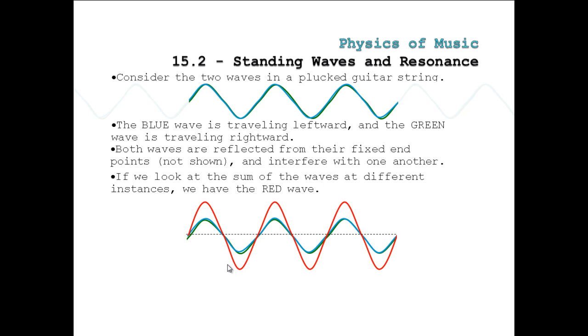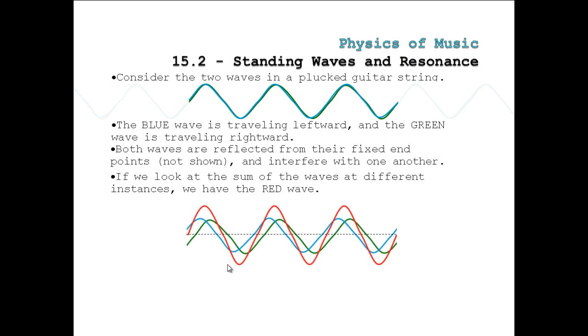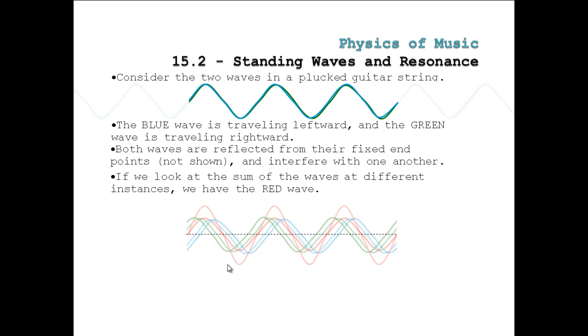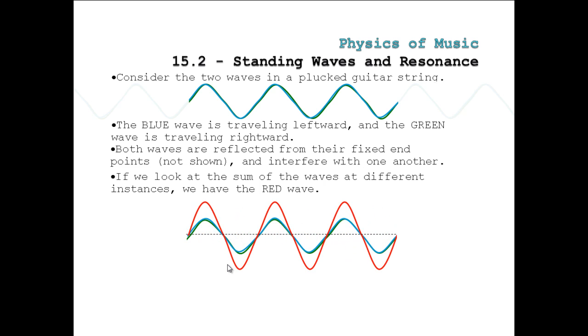And you can see the point where the red wave crosses the dash line never changes. It's always going to be in the same spot. The only thing changing are the amplitudes of its crests and troughs, which just go up and down. Yeah, one more time.